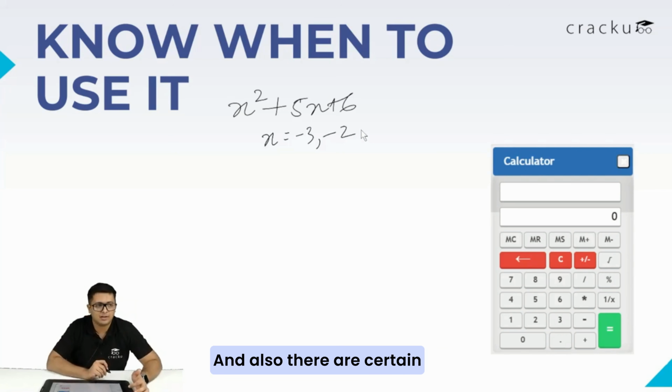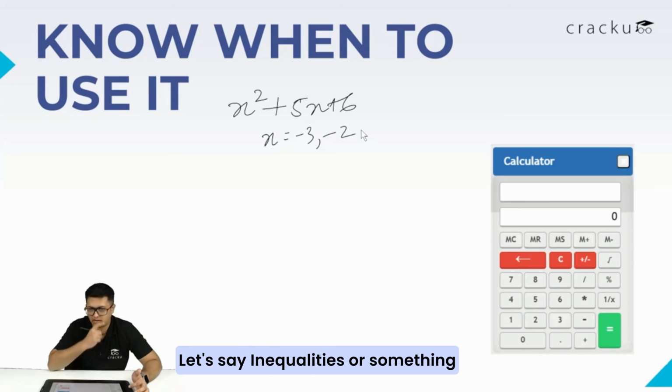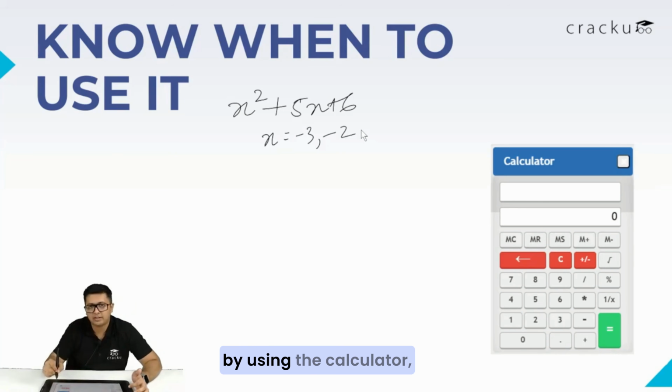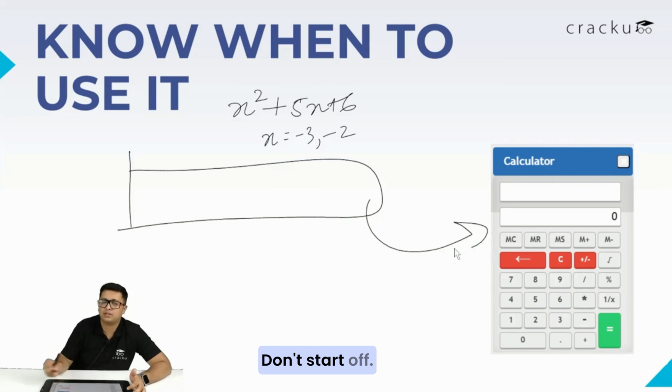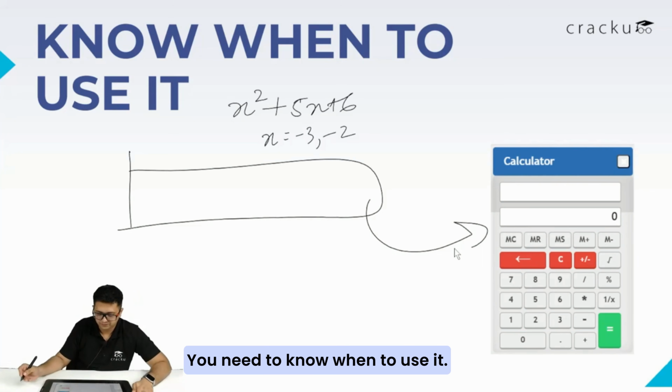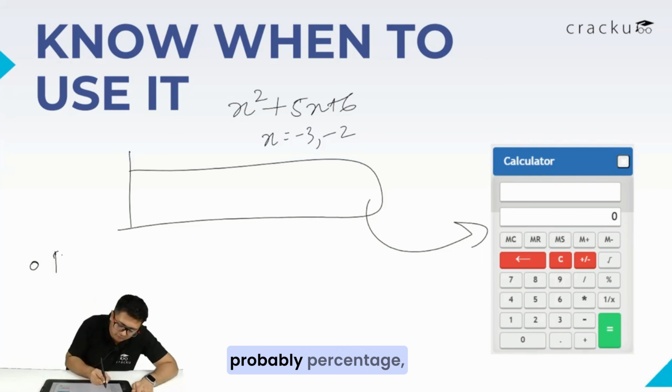And also there are certain kinds of questions, let's say inequalities or something that come. Instead of starting off by using the calculator, do the initial calculations and then go to the calculator, right? Don't start off. You need to know when to use it. The best place to use it is probably percentage and profit and loss.